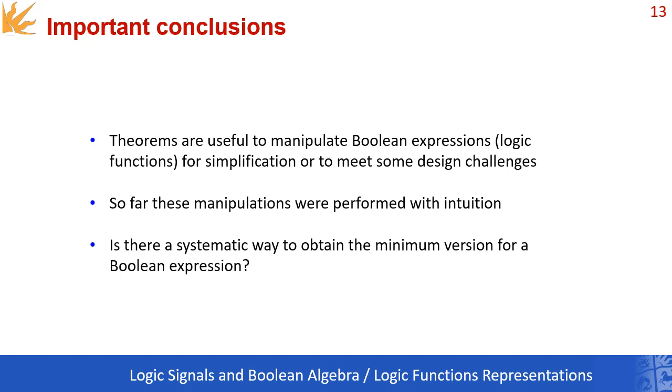In the consequent lectures, we're going to try to address this question here, which is: is there a more systematic way to obtain the minimum version of a Boolean expression? So far we've been doing things with intuition, and we are going to obtain, in the future, minimized versions of what we want based on a more systematic approach.